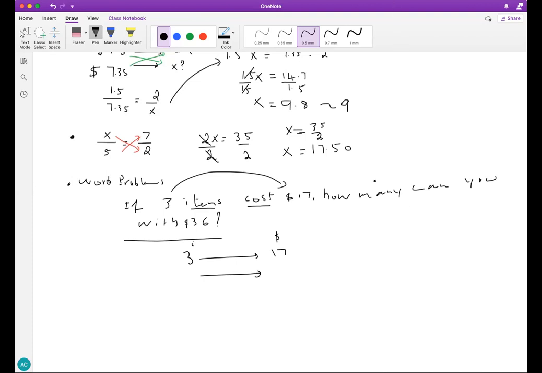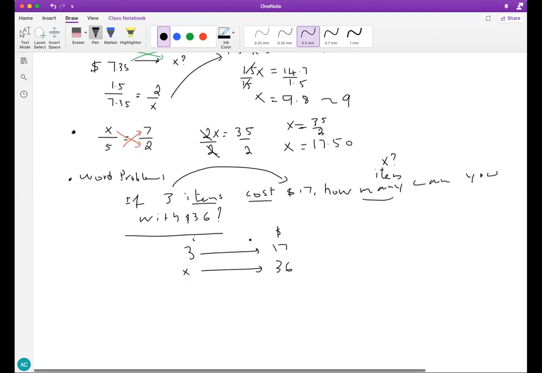We don't know the number of items, so we're going to call this X. How many can you buy with $36? We do have the money, so we put the money under the money right here. So we don't know X items. That's what's missing. That's the important part. Write your ratios. Once you set up the ratios correctly, all you have to do now is just solve this.